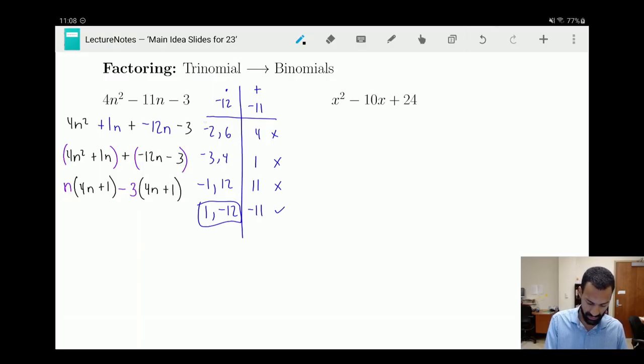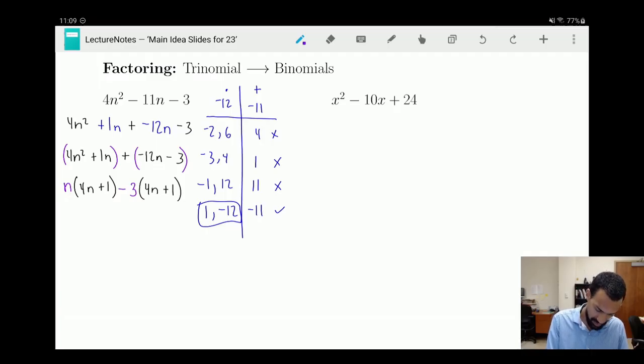Now it looks like I'm doing things correctly, right? I'm not done yet, but notice I have these two terms here. n times 4n plus 1 is technically a term, because it's something held together by multiplication. And here's another term, negative 3 times 4n plus 1. They're separated by a sign, a plus or a minus. Of these two terms, they have a common factor: 4n plus 1 is a common factor among both of them.